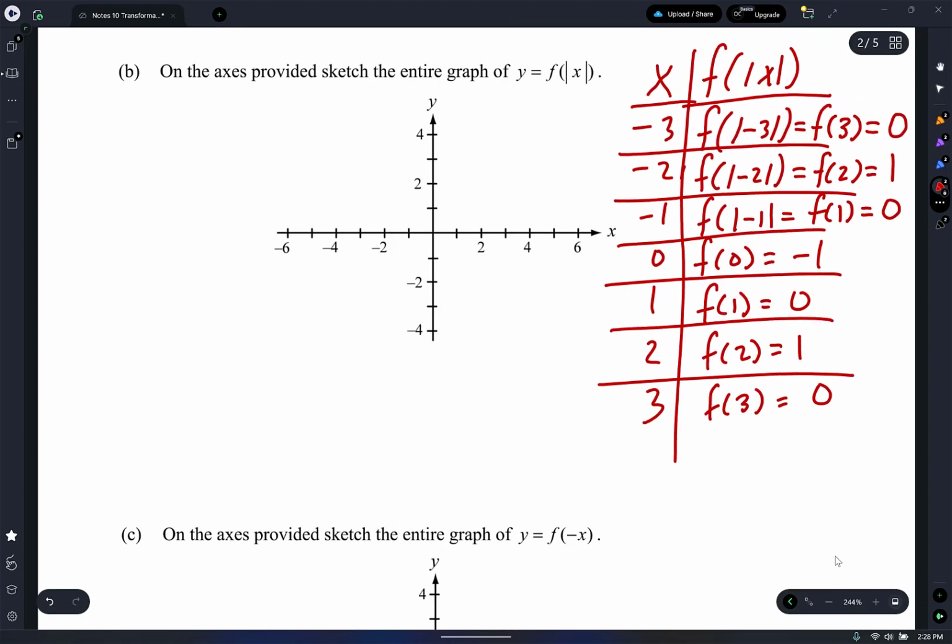Plot those new values. Negative 3, 0. Negative 2, 1. Negative 1, 0. 0, negative 1. 1, 0. 2, 1. And 3, 0.